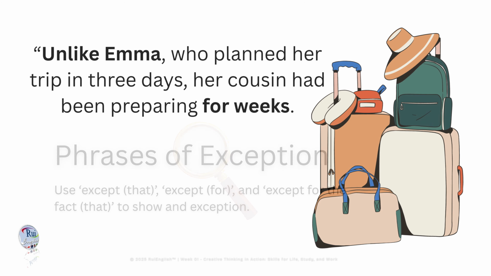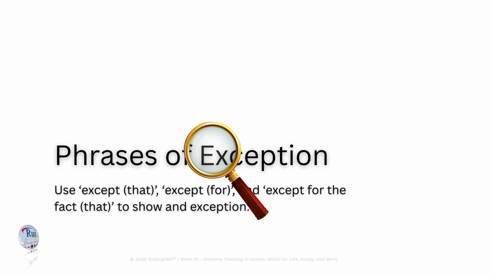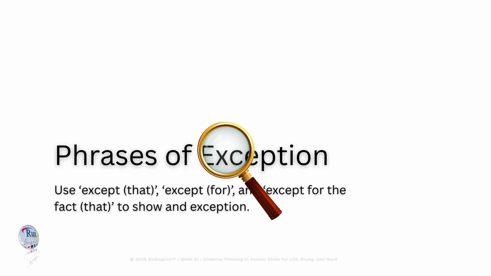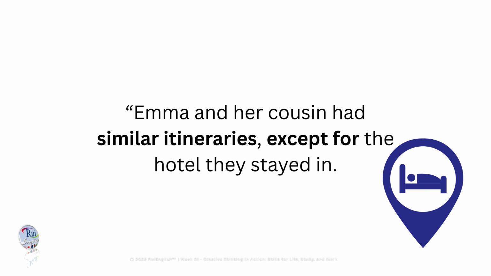It's amazing. Okay, our next set of tools are what I call phrases of exception. These are your secret weapon for when two things are almost the same, but there's that one crucial difference. These phrases help you zoom in on that one little detail that breaks the mold. See how that works? First, you establish what's similar. They had similar itineraries. And then, boom, except for carves out that one single difference. It adds this really nice layer of detail to your writing that makes it feel so much more real.